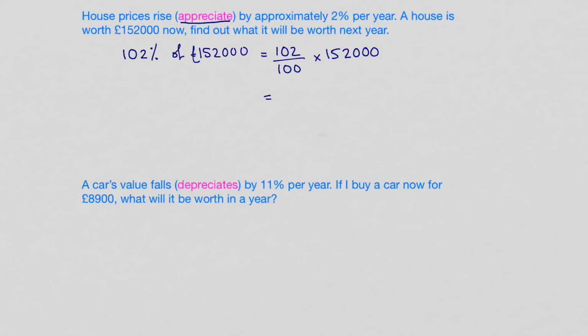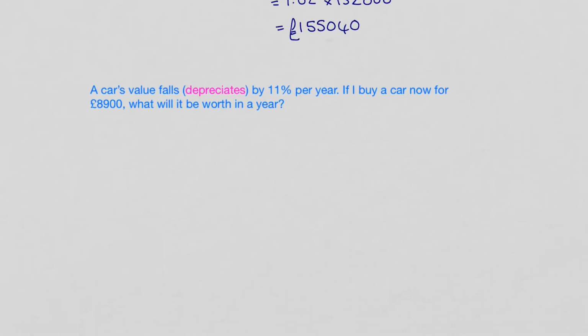Remember, to change a percentage to a decimal, you're doing exactly what you've just said here. You're dividing by 100. So it's 1.02 times £152,000. Okay, so if you just go straight to the answer, you get £155,040. Okay, so we haven't had to do any adding or subtracting there because we went straight to the answer. Let's look at the next one.